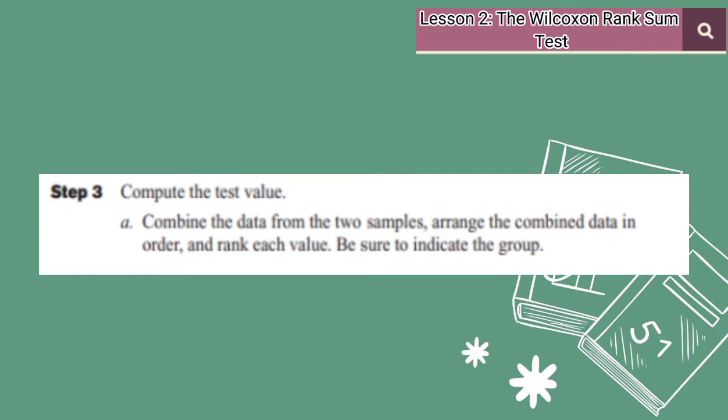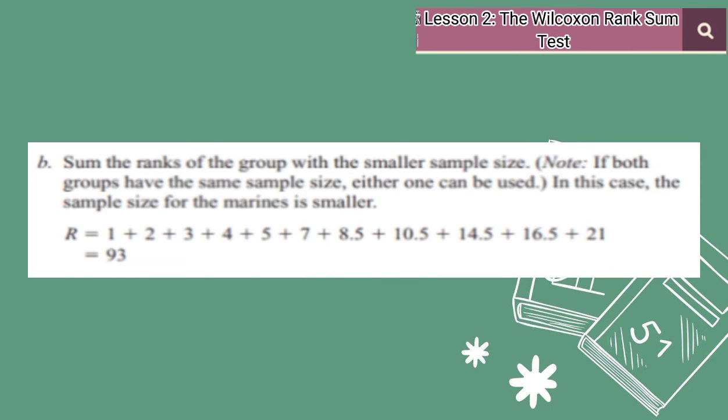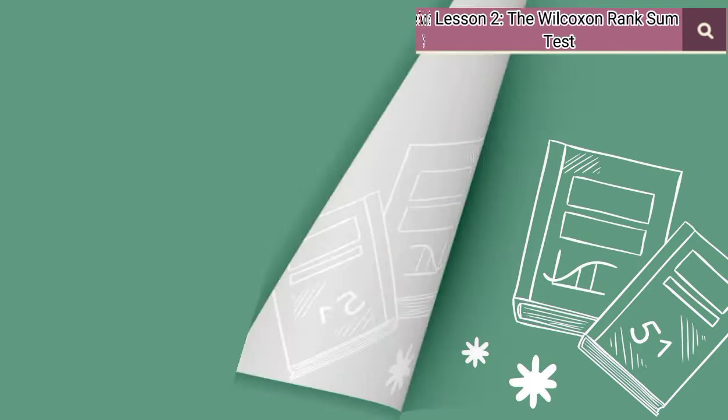So now, let's proceed to step 3. Compute the test value. A. Combine the data from the two samples. Arrange the combined data in order, and rank each value. Be sure to indicate the group. Just like this. Letter B. Sum the ranks of the group with the smaller sample size. Note, if both groups have the same sample size, either one can be used. In this case, the sample size for the Marines is smaller.